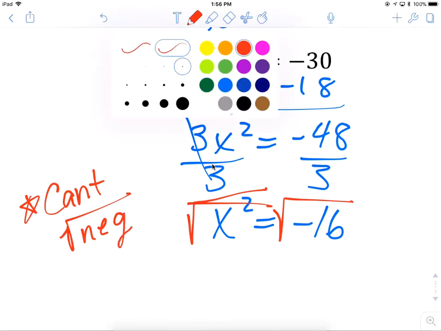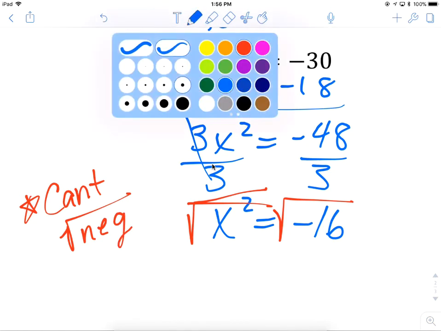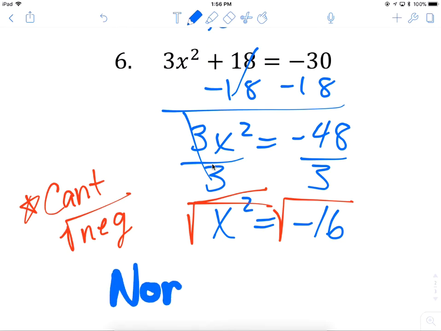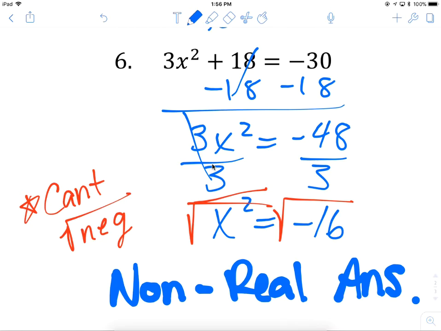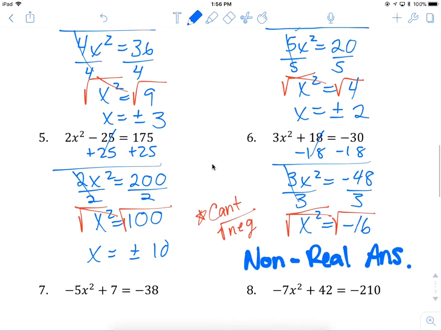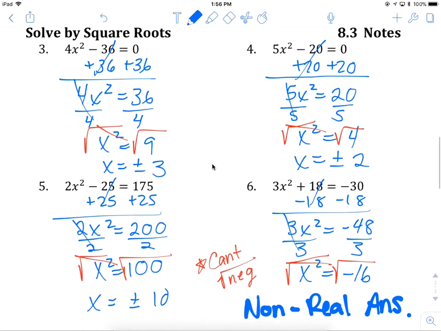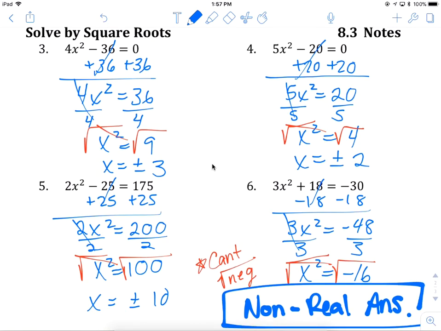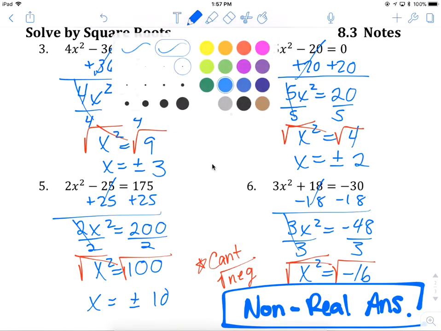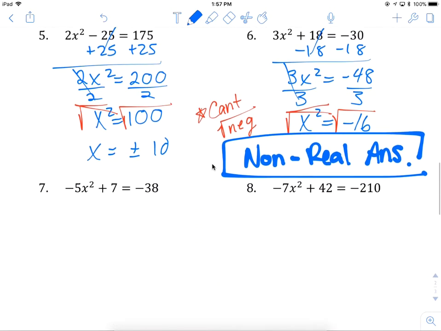So what does that give us for an answer? It gives us the answer non-real answers. Okay, which means they're imaginary numbers. We're not going to deal with that. I don't need to know what they are, but as far as what you write down on your paper, I'm looking for this. Okay? All right, we're going to do 2 more questions at the bottom, number 7 and 8.